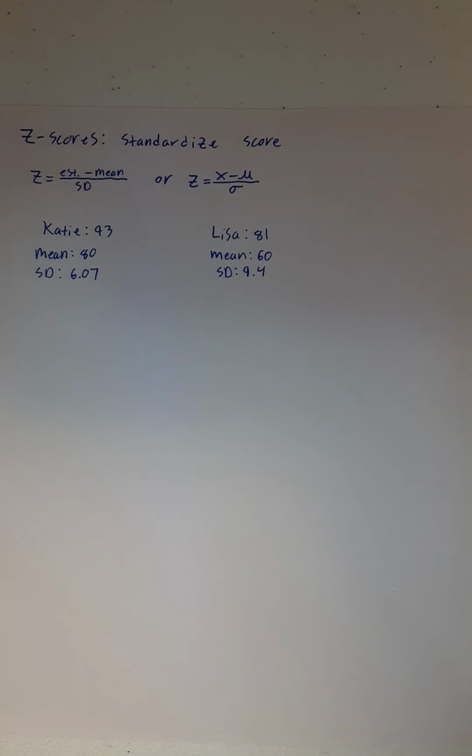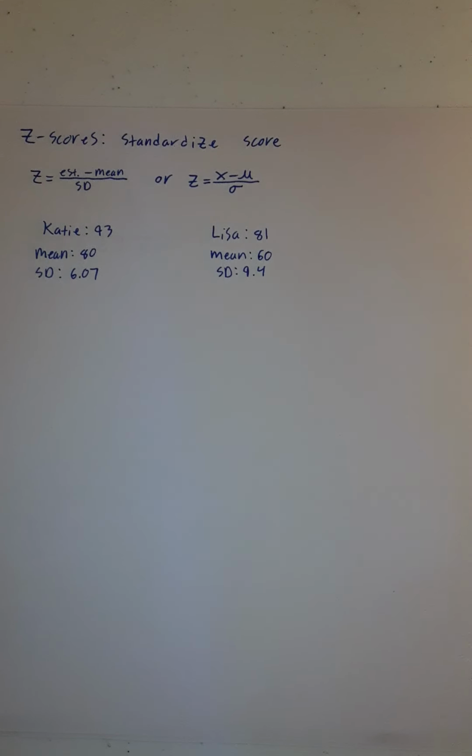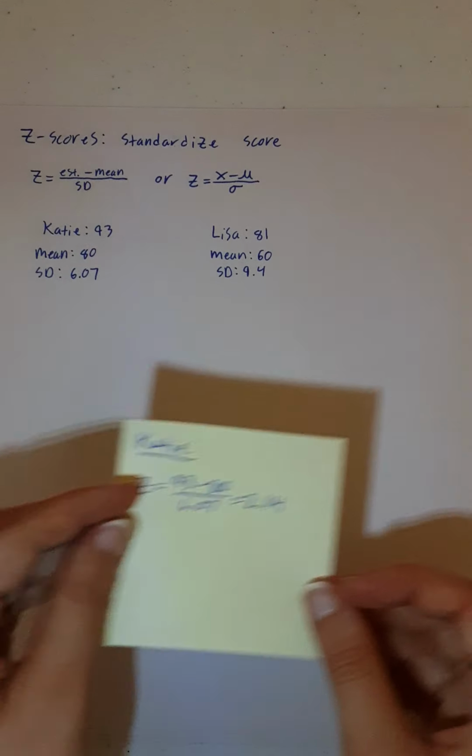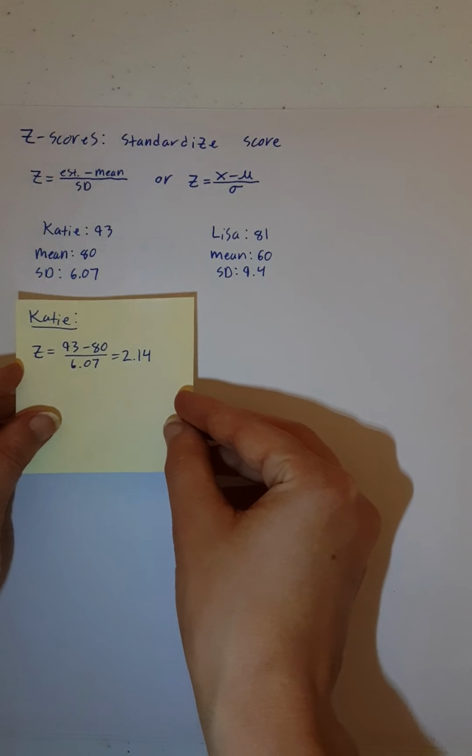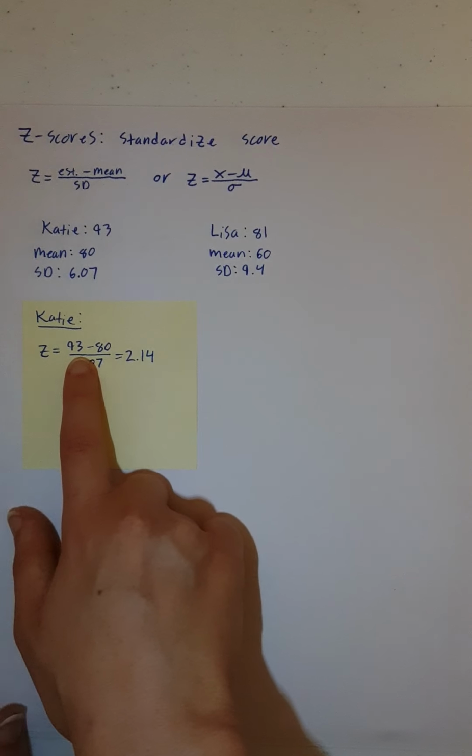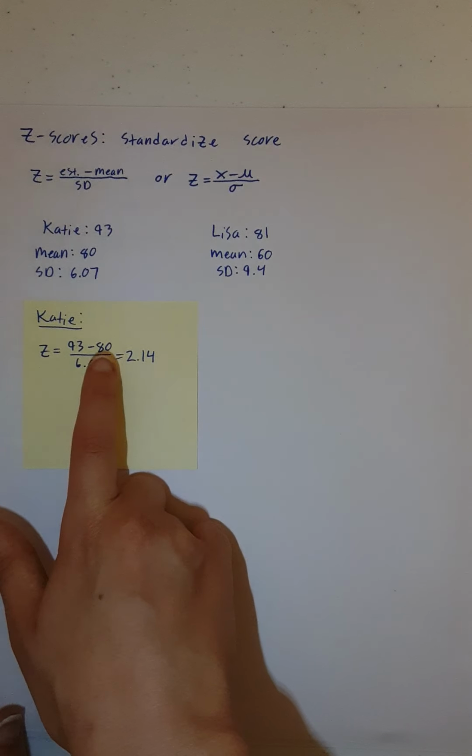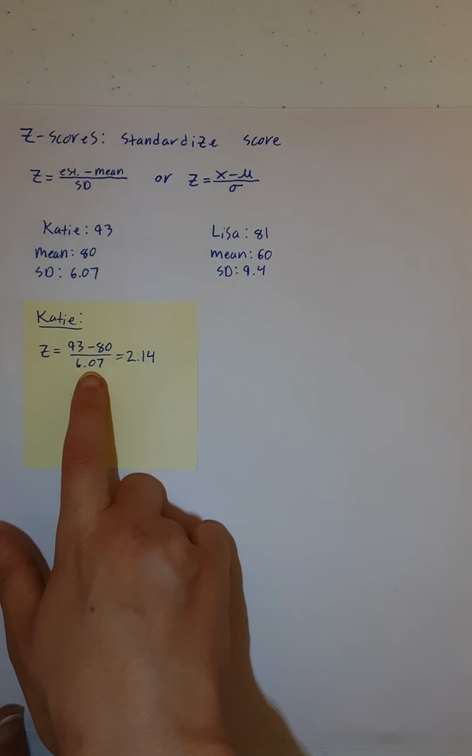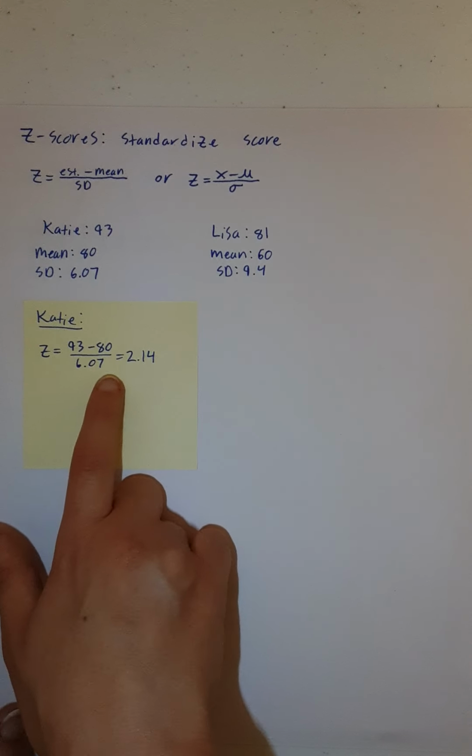So if we plug in those values for Katie into the z-score, we get this calculation. Her test score was 93. That goes in for x, minus the mean of 80, divided by the standard deviation of 6.07.